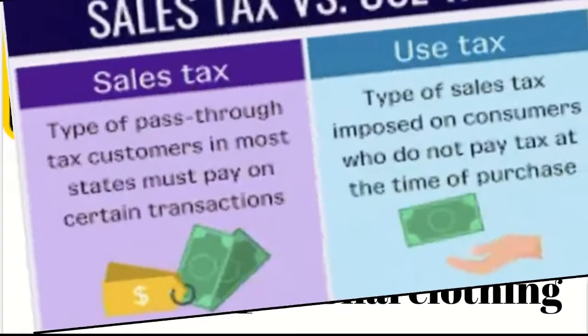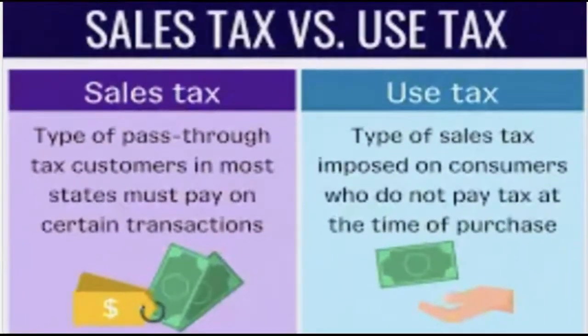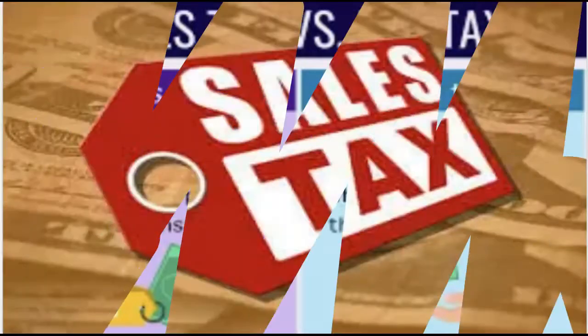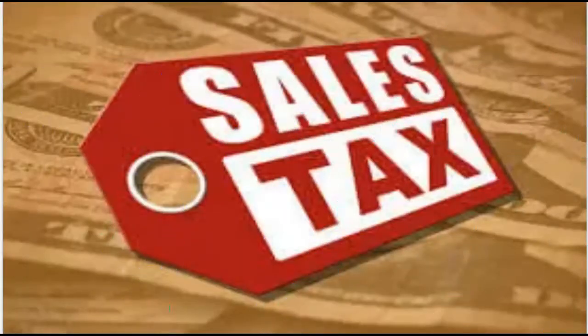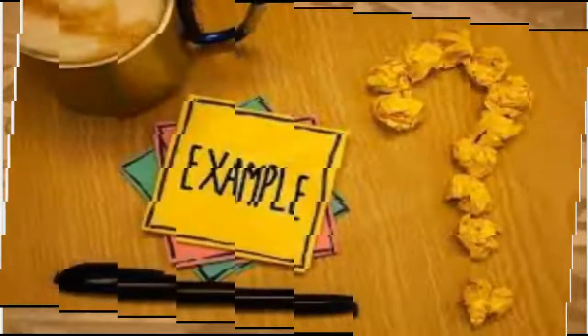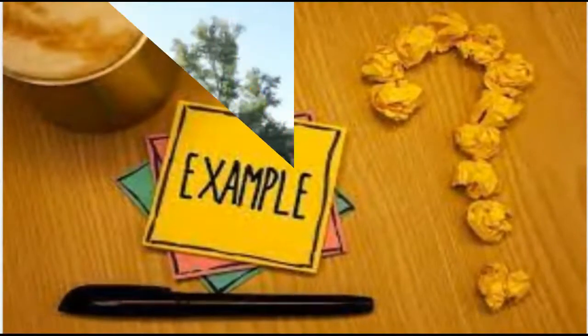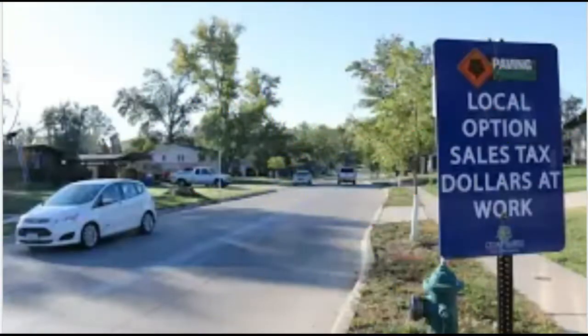Sales and use tax is our next type of tax revenue. Sales and use tax is a tax placed on the purchase, sale, rental, storage, or use or consumption of tangible property. Some examples of sales and use tax are local option sales tax, also known as LOST, used to reduce the millage rate, which is the tax rate used to calculate local property taxes.